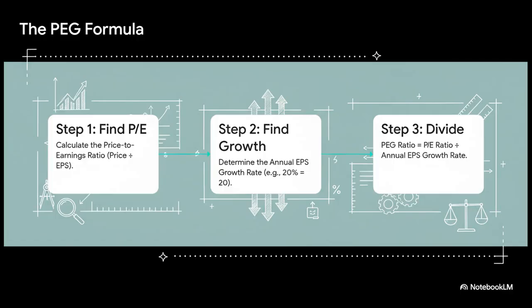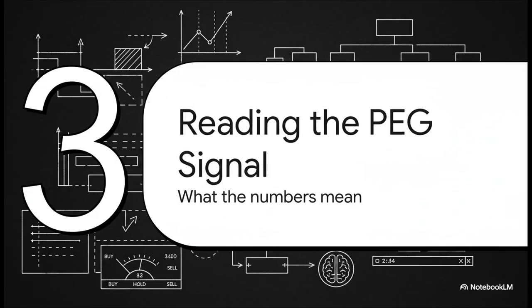Now, the formula itself looks super simple, almost deceptively so. You just take the PE ratio and divide it by the company's annual earnings per share growth rate. But here's the key thing to remember. If the growth rate is, say, 25%, you divide by the whole number, 25, not 0.25. It's an elegant, simple formula, but as you're about to see, all the magic and all the danger is hiding in that growth number.